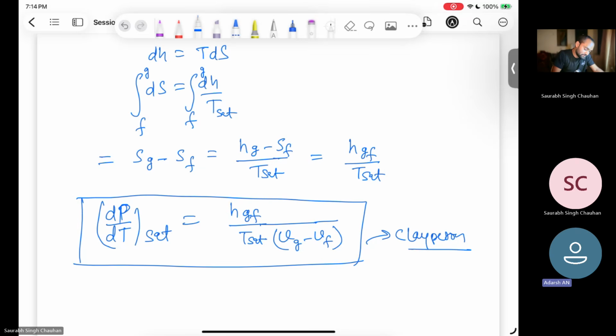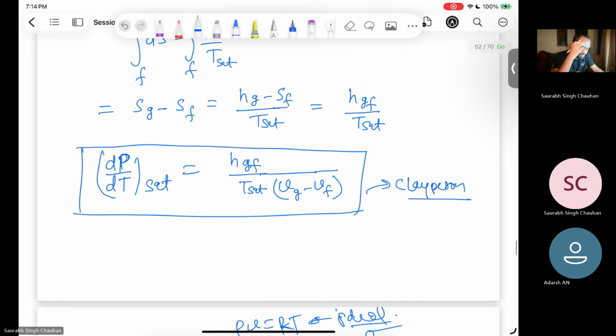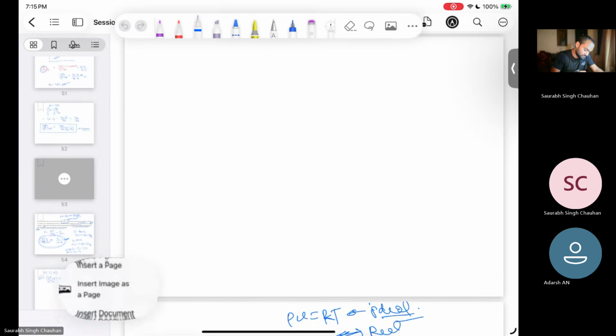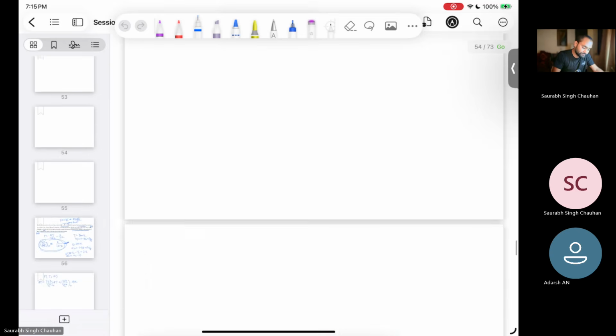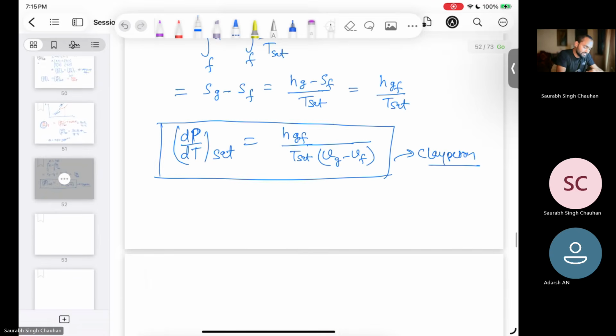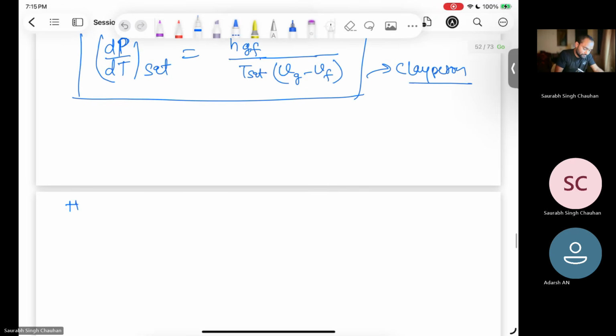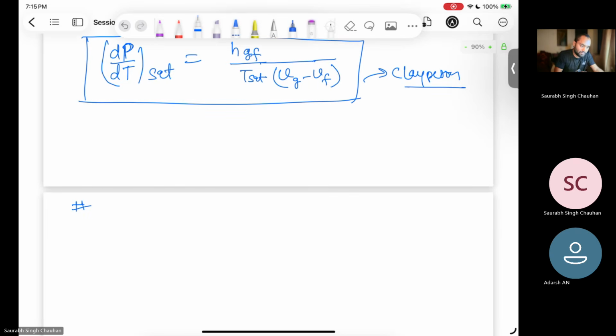Or you can also say that if you know the latent heat at that particular temperature, and if you know the specific volume change at that particular temperature, then what will be the slope of these dP, I mean these PT lines. It is up to you how you want to interpret that. So this is the Clapeyron equation, but there are certain approximations. For example, you can make some approximations.